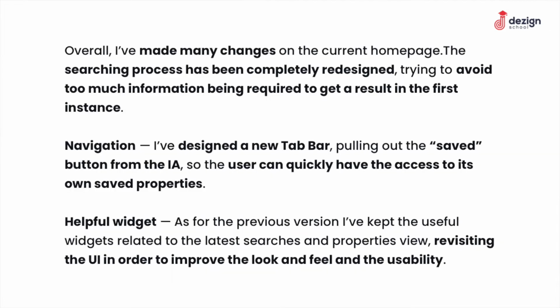Overall, I have made many changes on the current homepage. The searching process has been completely redesigned, trying to avoid requiring too much information to get results in the first instance. Navigation: I have designed a new tab bar, pulling the save button out of the information architecture so the user can quickly access their own saved properties. Helpful visits: as in the previous version, I have kept the useful section related to the latest searches and properties viewed, revisiting the UI in order to improve the look, feel and usability.